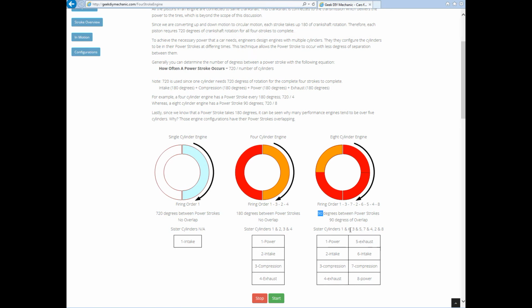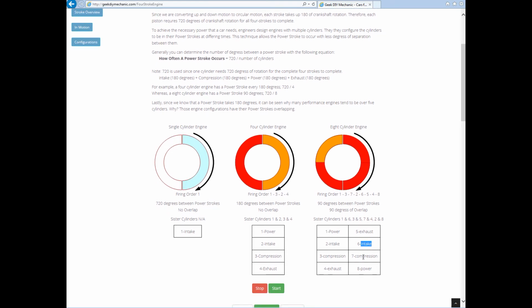And again, they do the same concept here. They have sister cylinders, and I'll just talk about this one. 1 and 6, you can see they're on the same direction stroke, but 360 degrees out. As you're in power, that's down, so is intake. It's moving down. Its sister is also moving down. So let's see it in action, and these tables will update so you can see how they're going through their strokes individually, each cylinder.